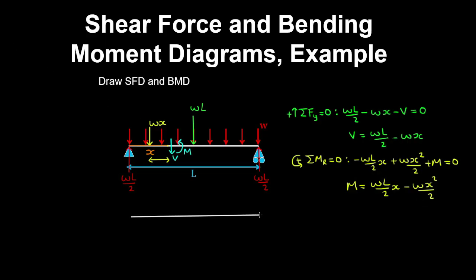And now we can draw the shear force diagram. We have a jump in the shear force at x equals 0, which is equal to that reaction. At x equals L/2, the shear force is 0, and we can see that the shear force is linear along that beam. At x equals L, the shear force is minus WL/2, which is again equal to the magnitude of the reaction at the other end.